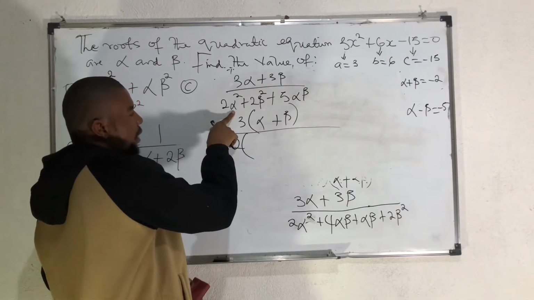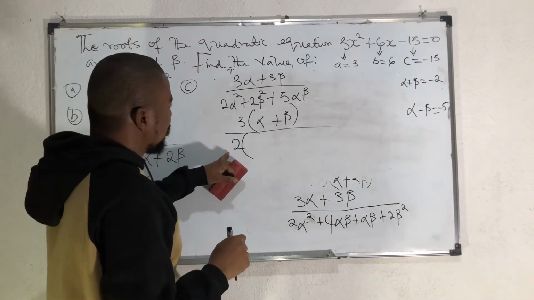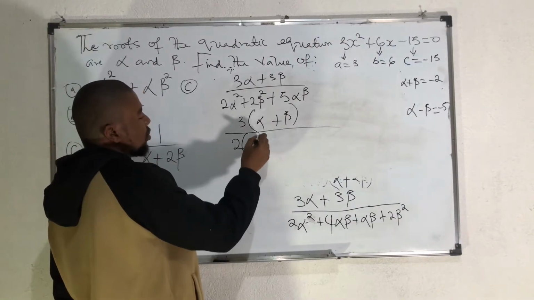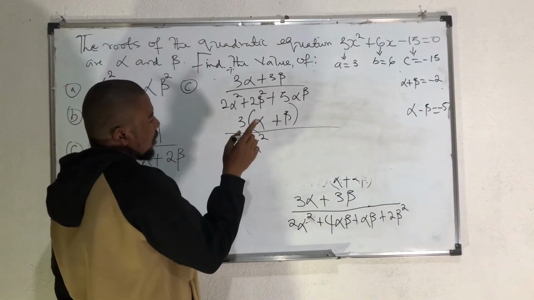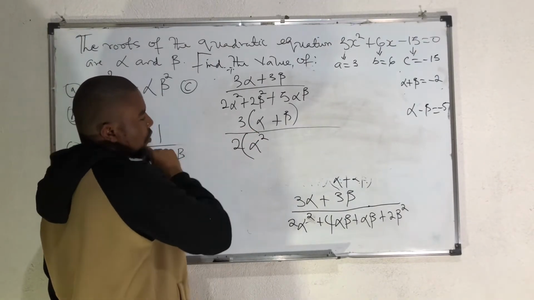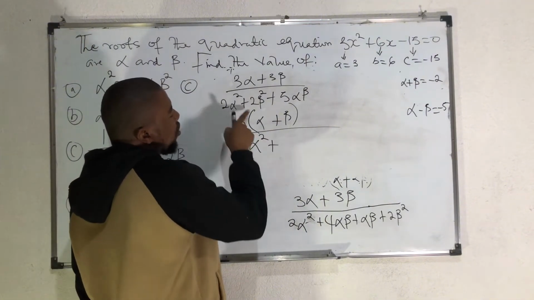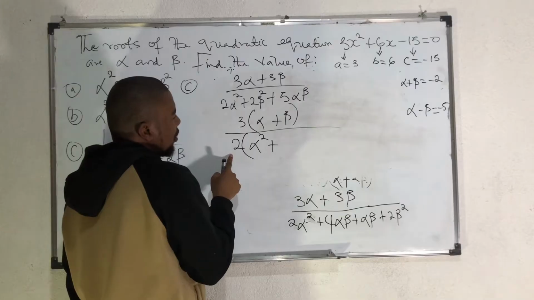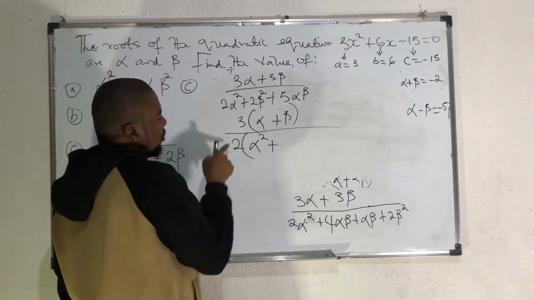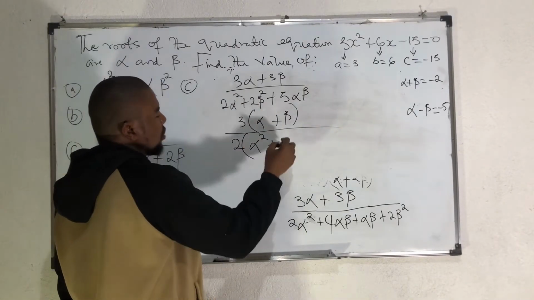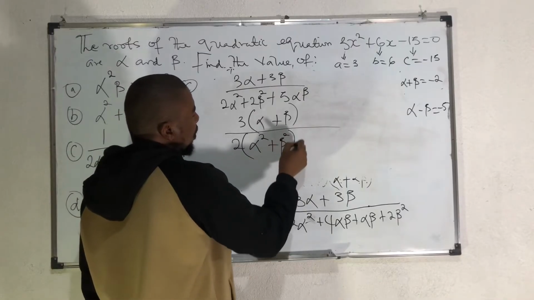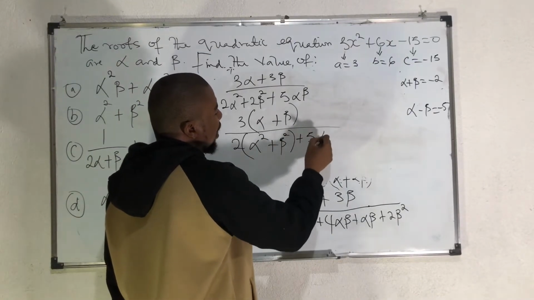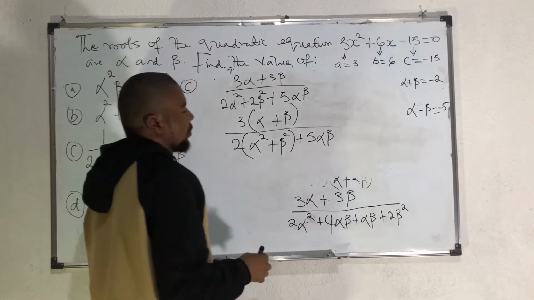2 alpha squared divided by 2 will give you alpha squared, because the 2 and the 2 cancel out. What is remaining? Alpha squared. Plus, on the other part, we have 2 beta squared divided by 2. The 2 here and the 2 here cancel out. What is left? Beta squared. We have beta squared plus 5 alpha beta.